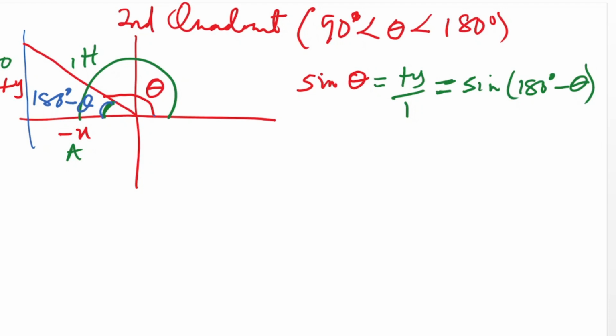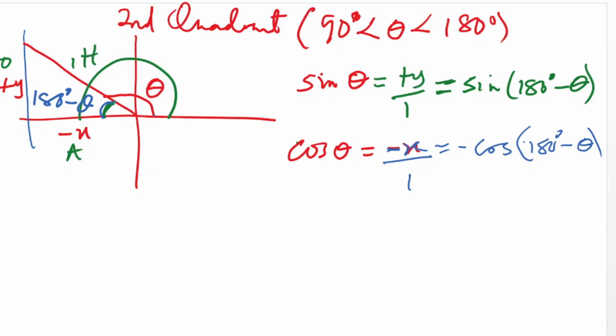Now let's look at cos theta. Cos theta is adjacent over hypotenuse. Adjacent is minus x, is negative, so that is minus x divided by 1. So this is minus cos of 180 degrees minus theta. I hope I'm making sense.